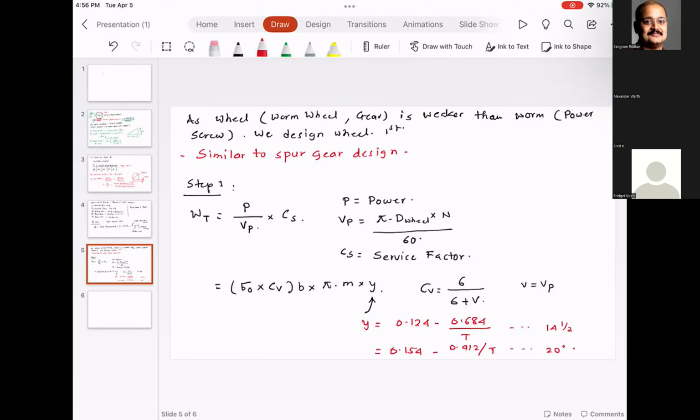Now, the tables that you're going to use to find sigma naught are the same as spur gear tables. The proportion B over M ratio is same as the spur gear. So you can assume B by M to be anywhere between 8 to 12. Which means after solving this, you would land up with an equation for M. So you will know what the module is. So at the end of step one, you should find out the module.